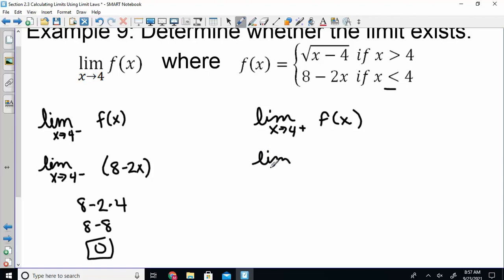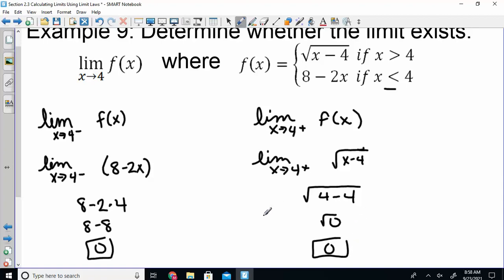If we approach from the right, which piece are we on? The top, because it's bigger than 4. Okay. We had a limit law that said you can bring your limit under radicals. So if we plug in, we get the square root of 4 minus 4. Square root of 0 is 0.